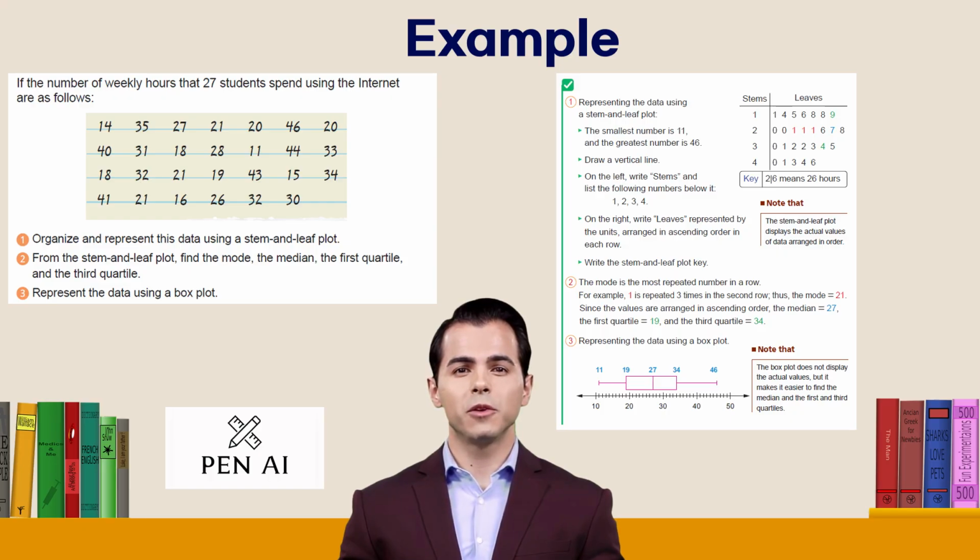Second, the mode is the most repeated number in a row. For example, 1 is repeated 3 times in the second row, thus the mode equals 21. Since the values are arranged in ascending order, the median is the value in the middle of all values, equals 27, the first quartile is the value in the middle of the first half of values, equals 19, and the third quartile is the value in the middle of the second half of values, equals 34. Note that if the number of values is even, the median is the average of the middle 2 values. Third, representing the data using a box plot as shown.